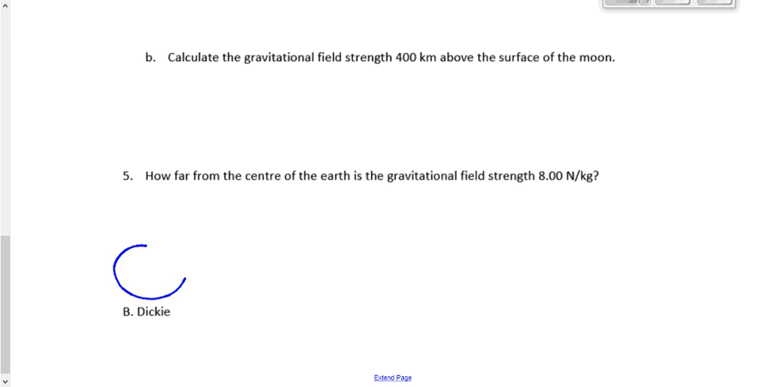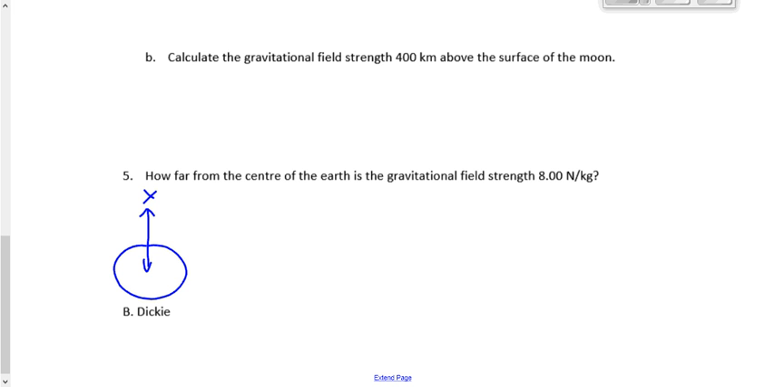If we draw a diagram, this is the Earth. We're looking for the field strength somewhere up here, a certain distance from the center of the Earth. Now, you know the mass of the Earth, right? It's 5.97 or 5.98, depending upon which version of that number you're using, times 10 to the 24 kilograms. You know the mass of the Earth.